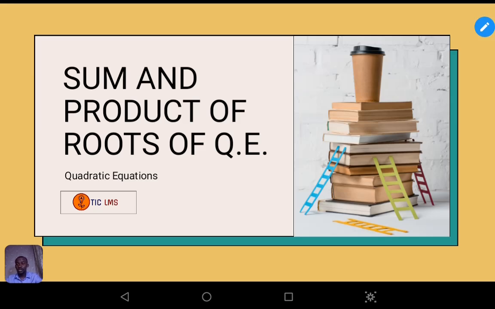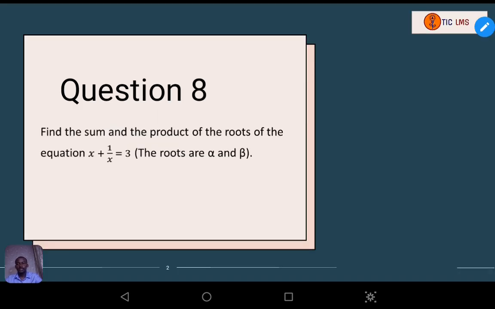So we shall be solving more questions on sum and product of roots of quadratic equation. So let's take a look at this question. It says find the sum and product of the roots of the equation x plus 1 over x equals 3. The roots are alpha and beta.